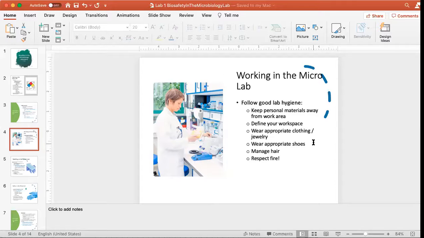If you're like me and you have long hair, you have to manage your hair in a laboratory space, and that just means pulling it back and putting some kind of an elastic around it. And that's because just like clothing and jewelry, your hair can accidentally sweep down and touch your workspace. Your hair can contaminate your workspace, and your workspace can contaminate your hair.